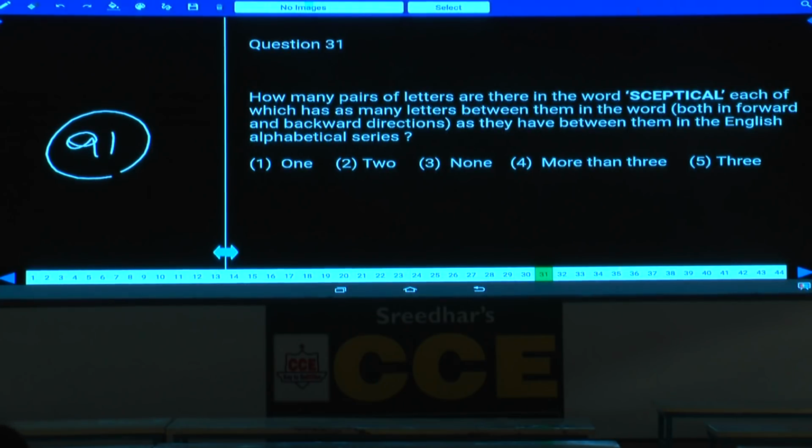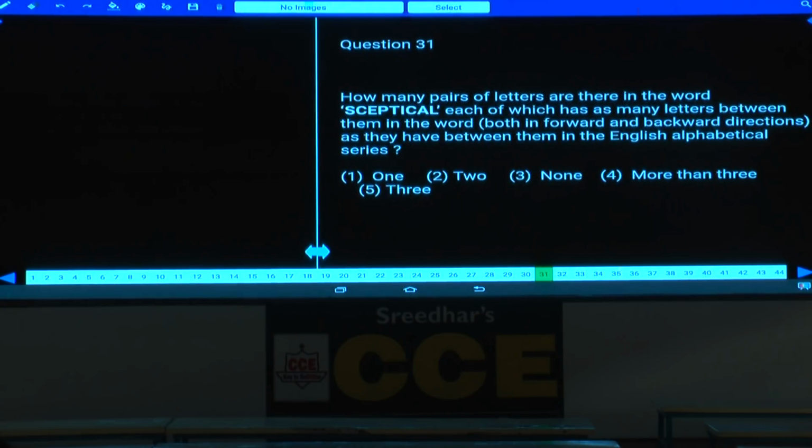How many pairs of letters are there in the word skeptical, each of which has as many letters between them as they have in the English alphabet, both forward as well as backward? In these types of questions, whether the phrase both forward as well as backward is given or not, you should always count from both sides.